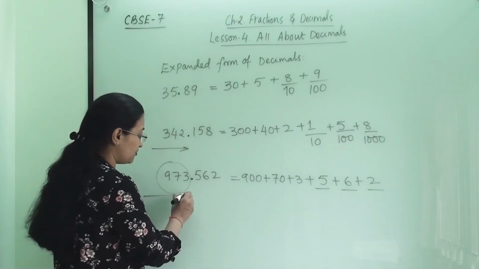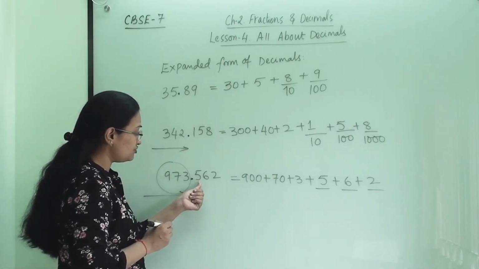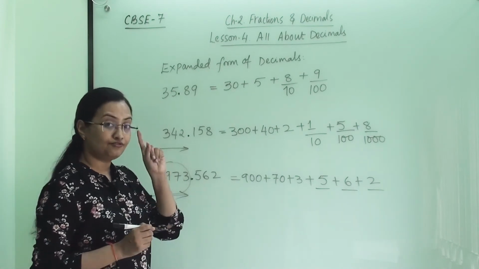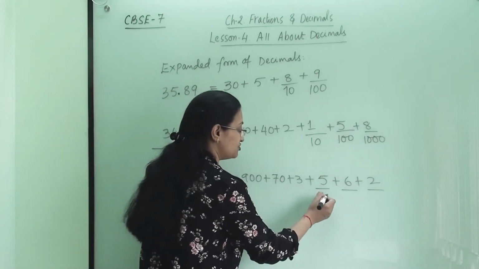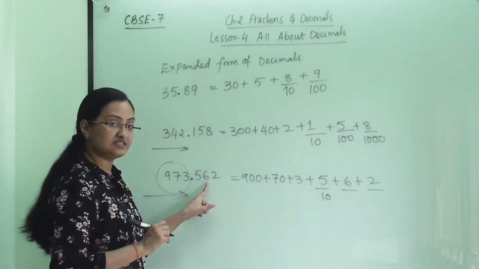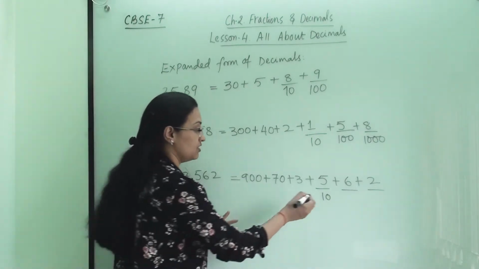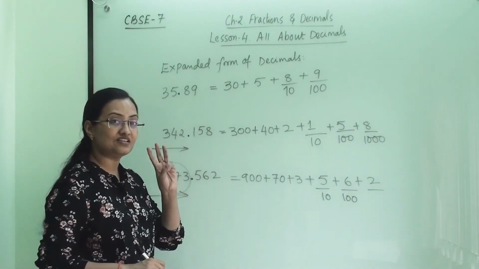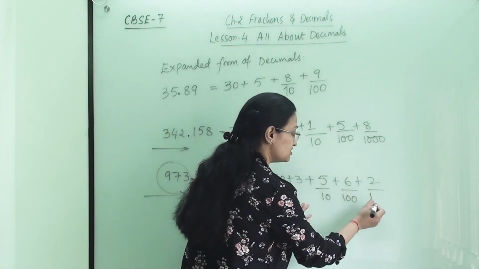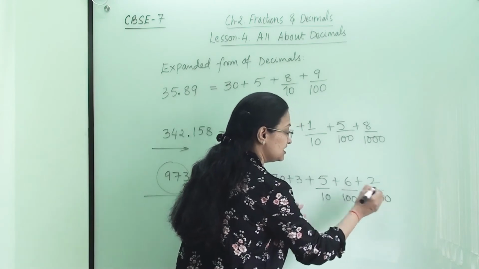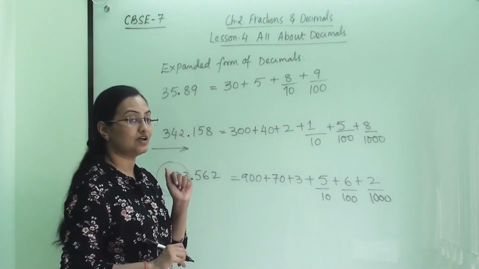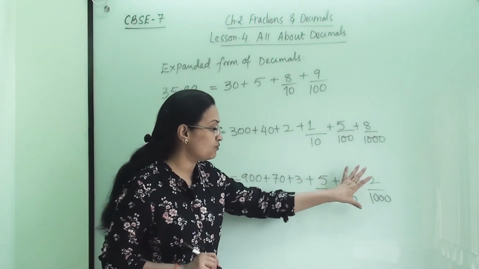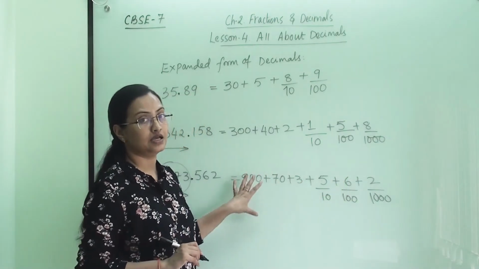Now we are checking from the left side. 5 is the first number, so into 5's denominator 10 will come. 6 is the second number, so into 6's denominator 100 will come. And 2 is the third number, so into 2's denominator 3 zeros will come, that means 1000 will come. So that is how we will expand this number.